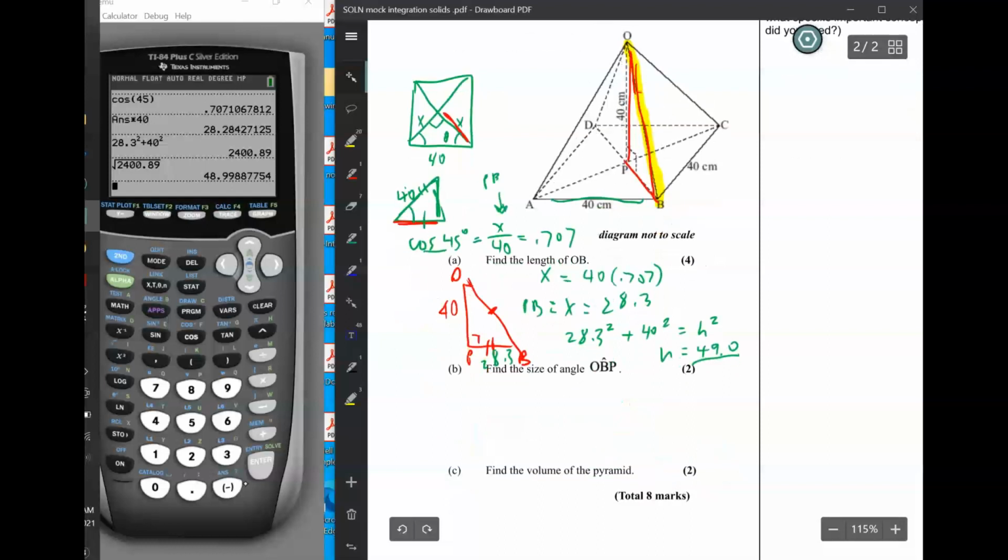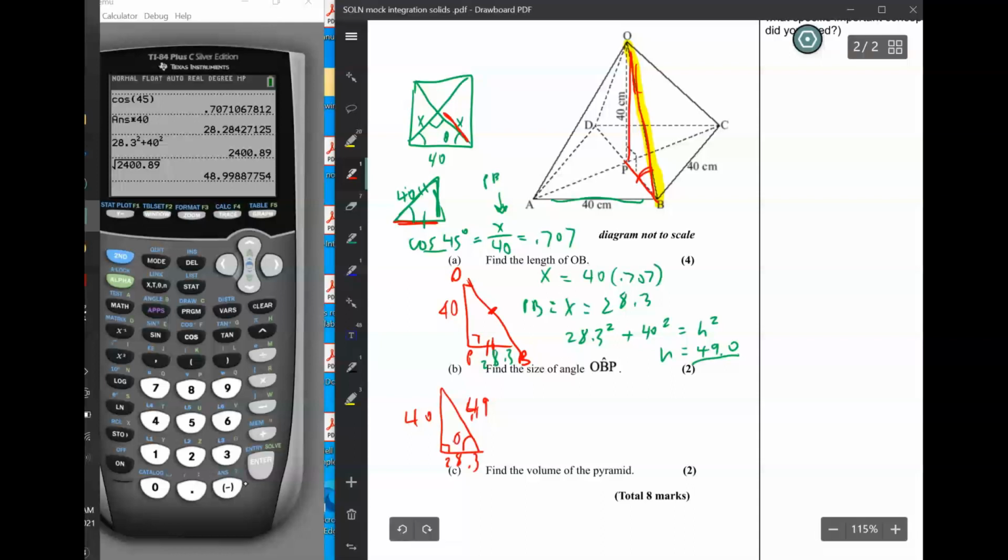Okay, then it says find the size of angle OBP, and OBP is this angle here. So if we had used SOHCAHTOA to solve the previous one, we might already know OBP, but we didn't know that, we needed that. So now we have all three sides. We have this is 49, we have this is 40, and we have this is 28.3. So now we can use any number of methods to figure out this angle.